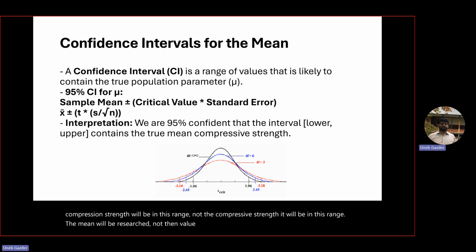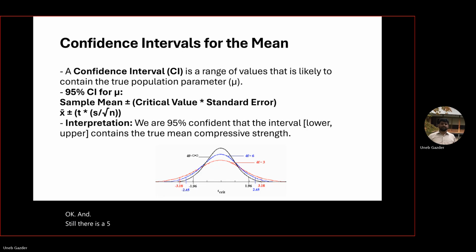Okay, the mean. So if I give you a new sample, you cannot say that 95% of the sample will be in this. No. You will say that there are 95% chances that the mean which I will calculate for this sample will be in this. And still there is a 5% chance that it is outside the range.